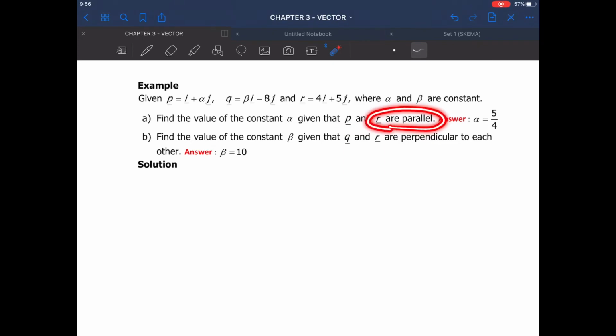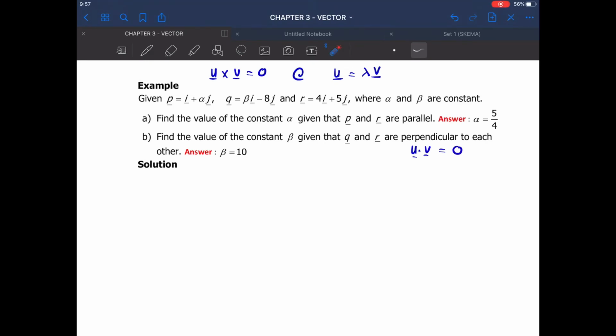Okay, so if the vectors are parallel, you can either solve by using u cross v is equal to 0, or refer back to the first note. You have u is equal to lambda v. If the value of the lambda is equal, it means that the vectors are parallel. Find the value of the constant beta given that q and r are perpendicular. Perpendicular is u dot v is equal to 0.